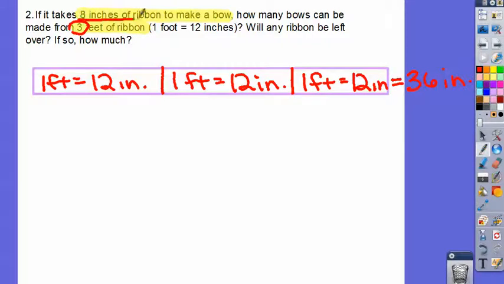now I've got to go back to this. I've got 8 inches of ribbon to make a bow. And then the other piece that I need to make sure I'm paying attention to is making sure I'm looking at, will there be any ribbon left over? If so, how much? So I'm going to say, okay, well, I need to make this into 8-inch pieces.